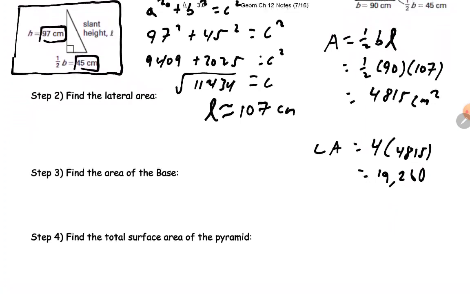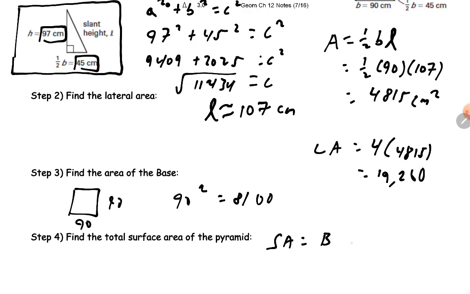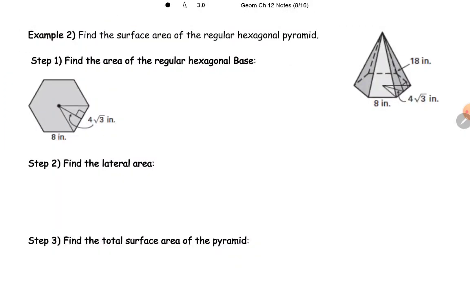Okay, now we can find the area of the base. The base is 90 by 90 square. So 90 squared is 8,100. Okay, now we just add them together. Surface area is the area of the base plus our lateral area. So 8,100 plus 19,260 is equal to 27,360 square centimeters. All right.